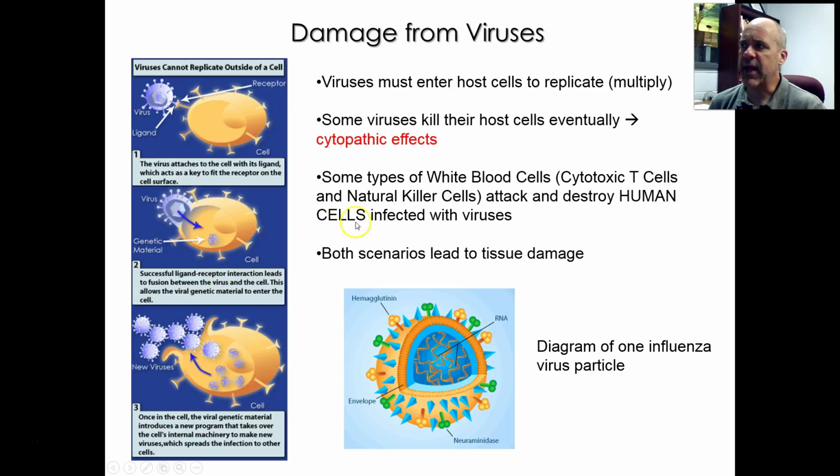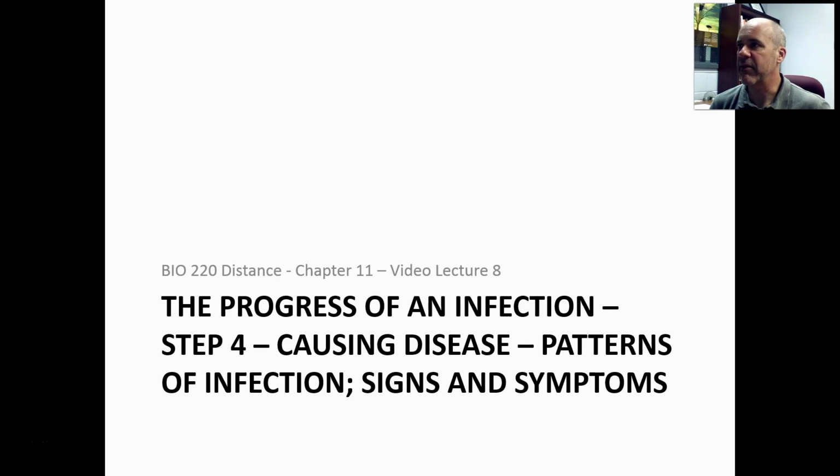We also have cells called natural killer cells that do that as well. So we'll learn about those when we get into Unit 4. So either of those types of things can cause cell and tissue damage. It may be directly due to the virus, or it might be due to the immune response actually killing your own cells and tissues to try to prevent further spread of the virus.